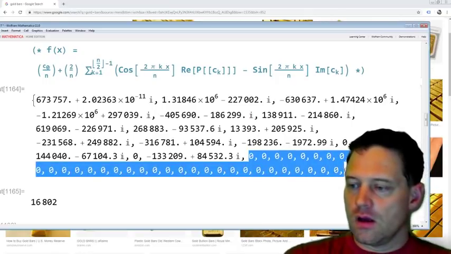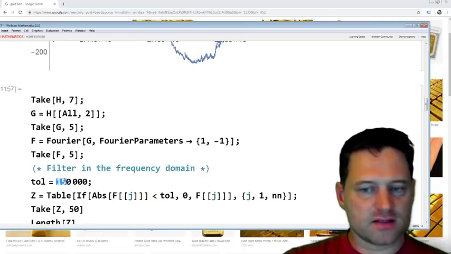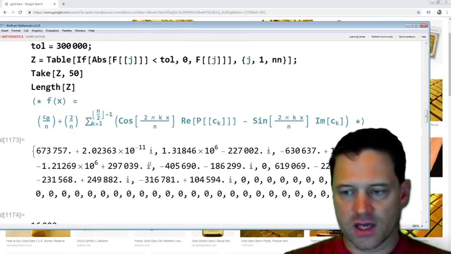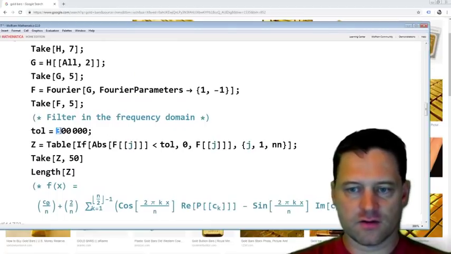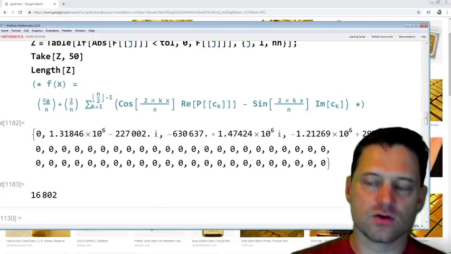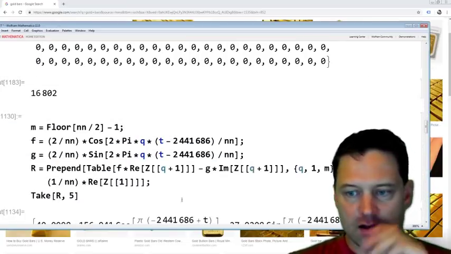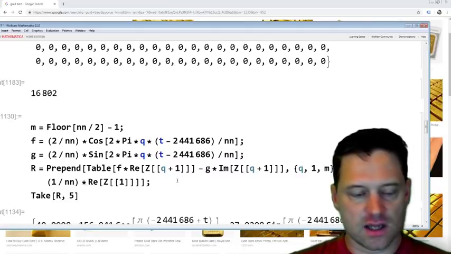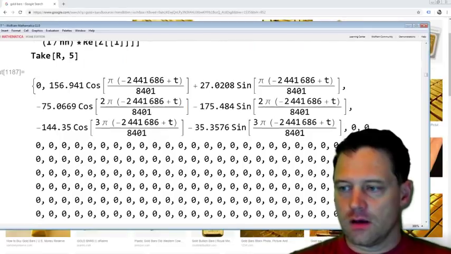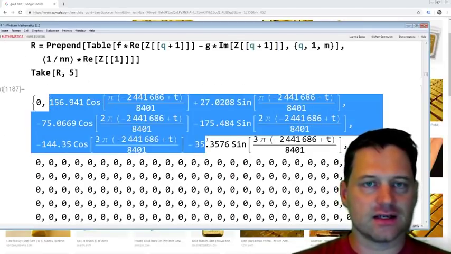So that says maybe it's better if I make this go higher to say 300,000. Hopefully we get even more zeros. No, not high enough. 800,000. Okay, more zeros. Okay, maybe that's good enough that we can then come down here and show you what this list looks like. All right, so here is the list, and so you have much fewer periodic functions in this list.